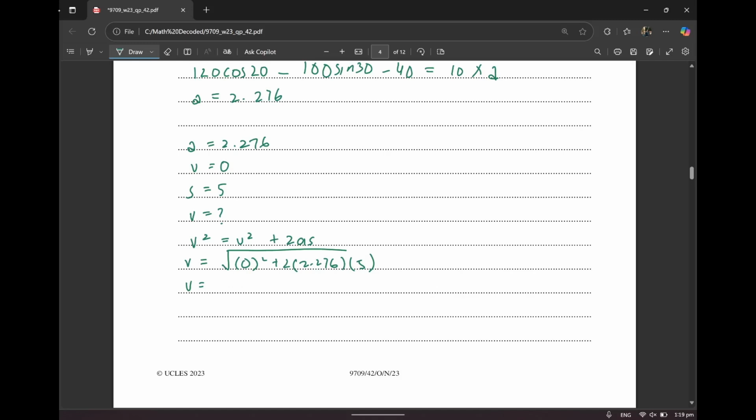It comes out to be 4.7707. You round it off to three significant figures. By the way, all of your answers are supposed to be three significant figures except for angles. Angles are always going to be one decimal place. It is going to be 4.77. Yes, you can write it down in brackets.